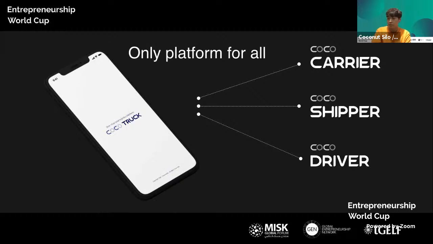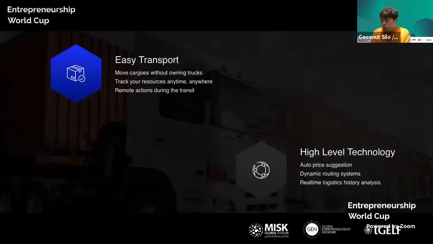So, to solve these problems, we've developed a one-stop total logistics solution, and we connect all types of players in the local market into a single place. It's the only platform for all types of players. Shippers can move their cargoes even if they don't own their own truck, and they can track their resources no matter where and when they are, and take actions remotely during the transit, which could be a perfect solution for both COVID and post-COVID-19 era.